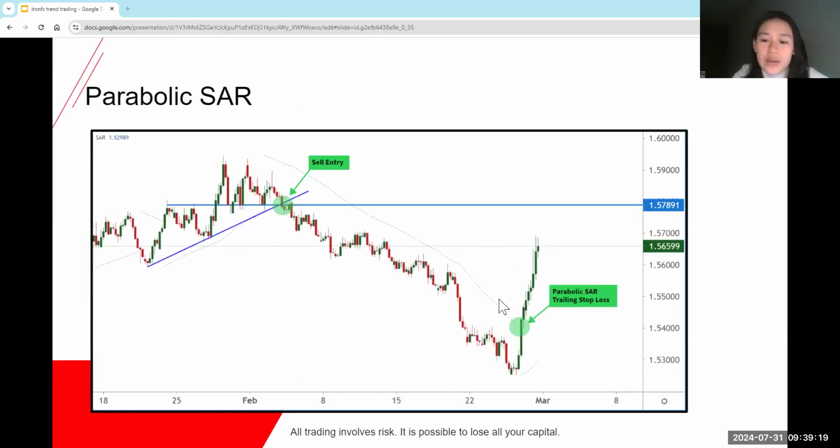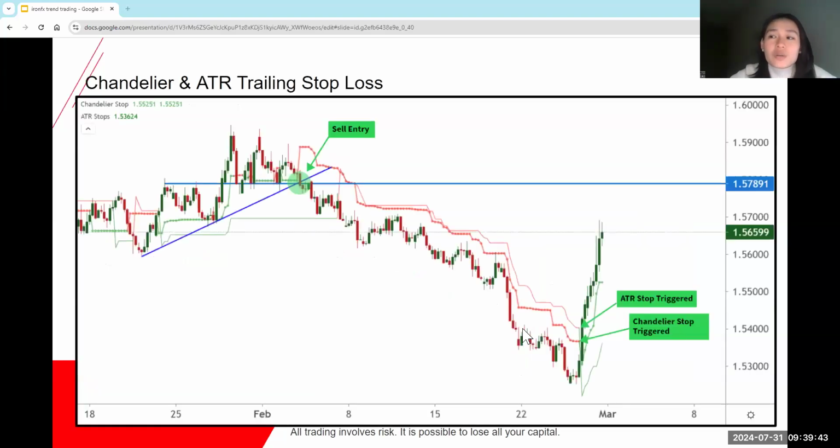Next, we're looking at parabolic SAR. Again, same thing. Price is moving below our indicator, giving us a bearish signal. Once it triggers your parabolic SAR trailing stop loss, we get out of the trade. So you can see it's pretty repetitive, and all of these can kind of be used interchangeably. Yeah, we're just giving you a couple of options.